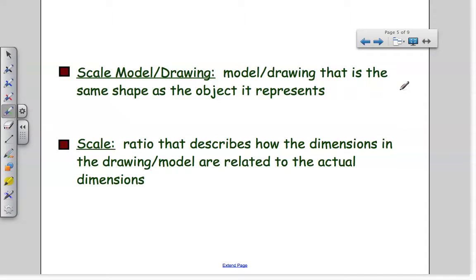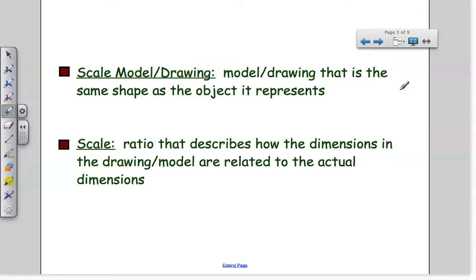We're going to talk a little bit about scale models and drawings today and setting up proportions for those. We looked at this a little bit yesterday, but when we talk about a scale model or a scale drawing, it represents an object in real life, and it's the exact same shape, everything is relative, it's in the same proportions, it is similar to the object it represents in real life. And hopefully you can think of some good examples of scale models or scale drawings that you use in real life. We'll talk about these in class.